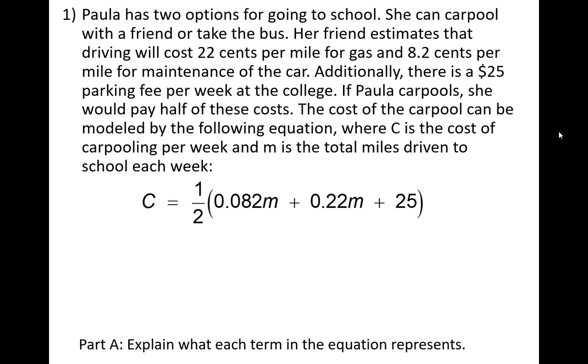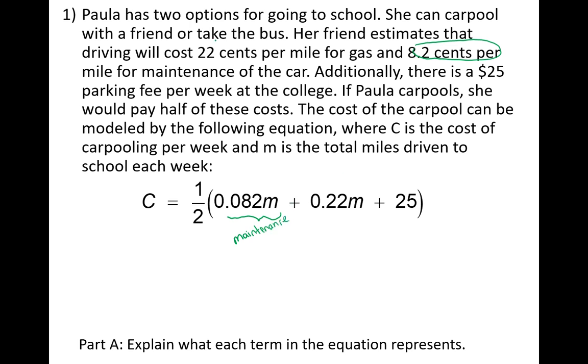Okay, for part A it says explain what each term in the equation represents. Well, if we look at this 0.082, that's the 8.2 cents per mile for maintenance. So this is going to represent her maintenance cost on the car.